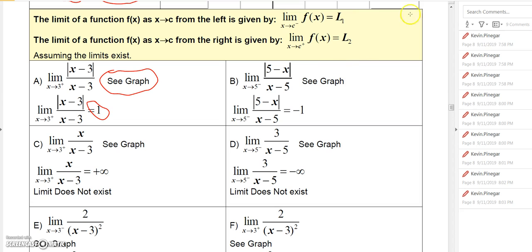All right, now let's take a look at this next function. It looks similar, but in this case the numerator is kind of switched around here. So let me plot that graph and I'll show you that one. Now let me just go ahead and show you this though before I plot it. We're looking for the limit of this function as x approaches 5 from the left. So the minus means we're looking for the limit as x approaches 5 from the left.